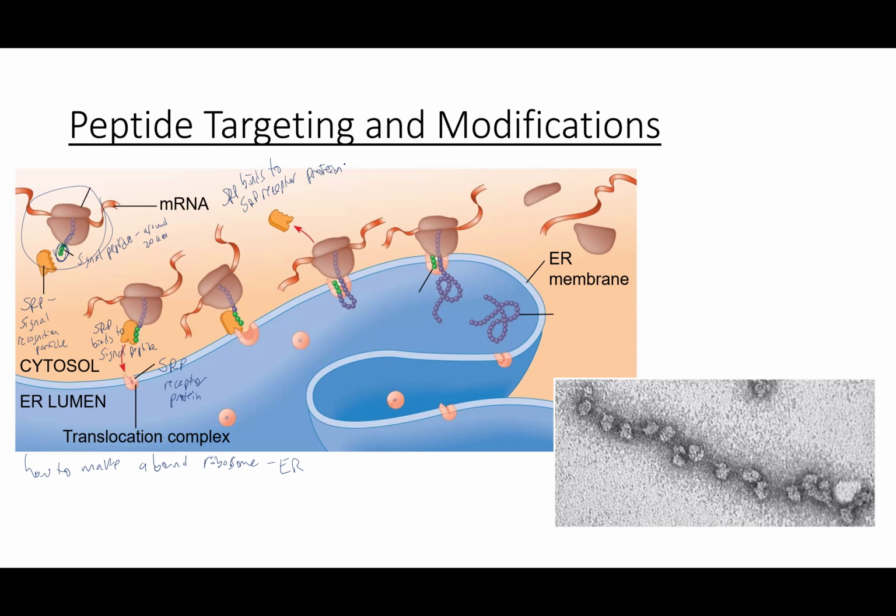So that SRP is going to bind to the signal receptor protein, and that's going to line up this exit tunnel in the P site of the ribosome, so that the polypeptide now, instead of just going off into the cytoplasm, is going to be put into the lumen of the endoplasmic reticulum. That SRP is going to dissociate, and then it can go back and bind another ribosome to the endoplasmic reticulum.